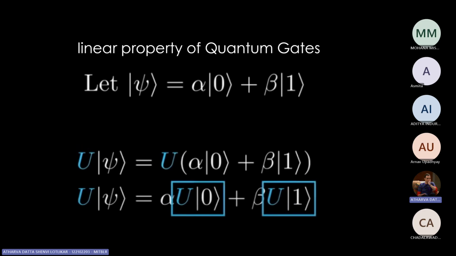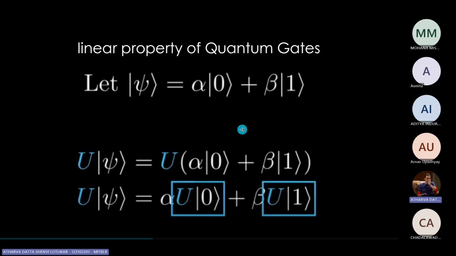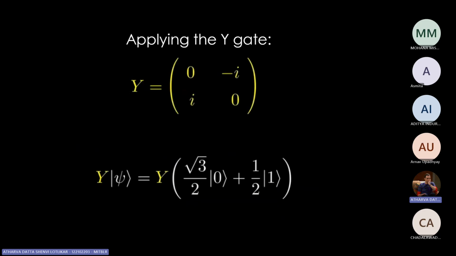So another very important property about quantum gates is if you're having a gate which is operating on a qubit, you can kind of distribute this gate over both the parts of it. So that's one more thing to keep in mind. It works this way. So this is the linear property of quantum gates.